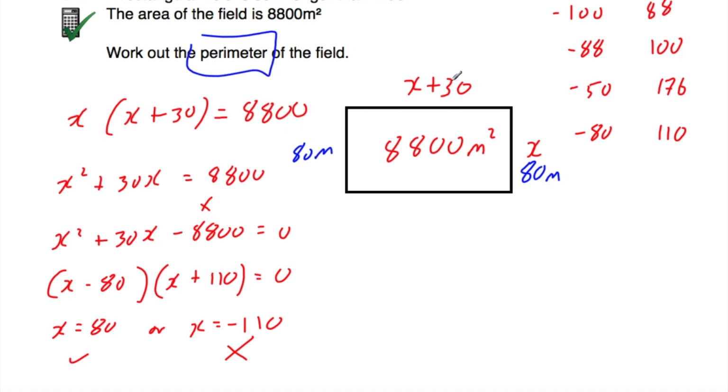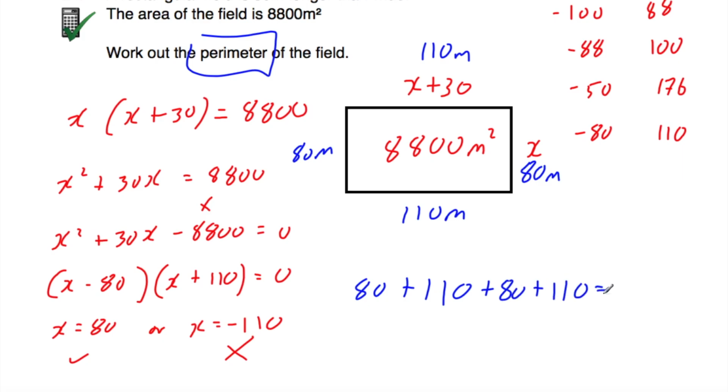The length of it, well, if we add 30 to x, that's going to be 110 meters, and that means that this length is 110 meters as well. So if we add them all up, that'll be the perimeter of the field. So let's do 80 plus 110 plus 80 plus 110, and that'll give us the perimeter of the field. And when we do that, we get an answer of 380 meters, and that's it. That's the perimeter of the field.